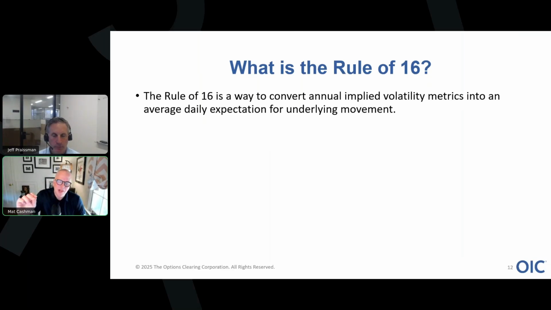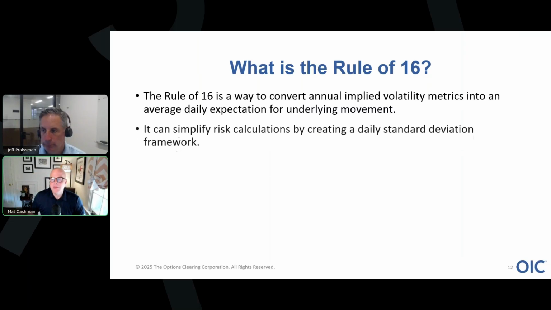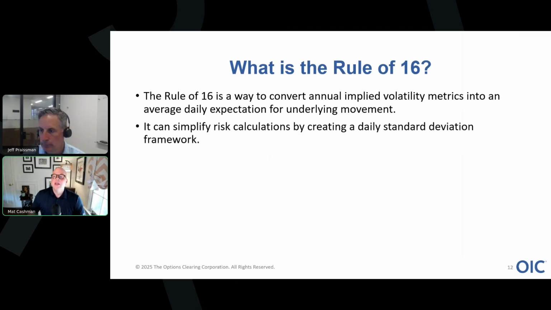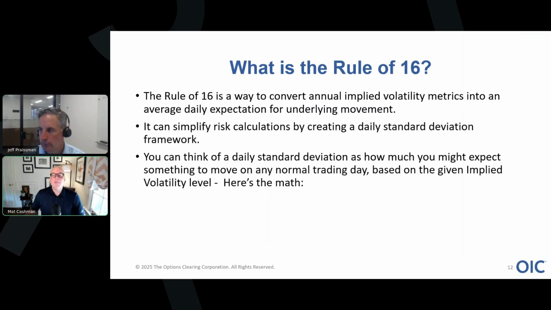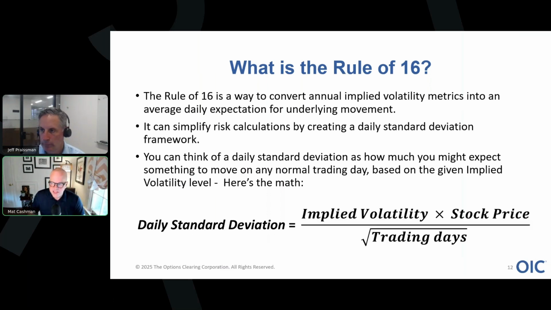So anytime you look at an implied vol, it's an annual number. The problem with that is that you don't trade in annual blocks, I'm guessing. At least I don't, or at least when I was trading, I didn't. I trade in hourly, minute, daily, weekly blocks. How do you take an annual number and break it down into something that you can actually use? You use the rule of 16. You can think about it as breaking down an annual number into daily standard deviations and how you might think about how much something is going to move based on its implied volatility.